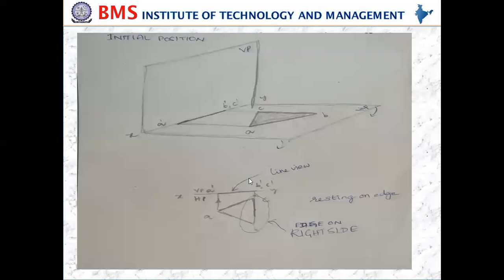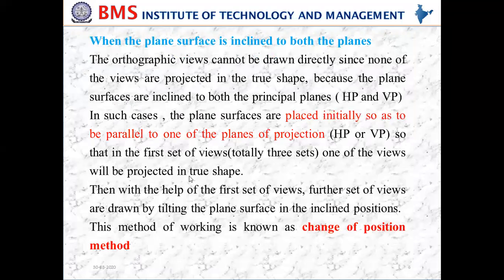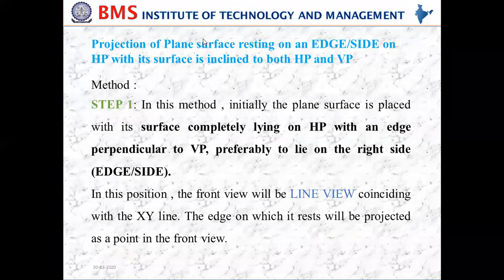Okay. So next, second view. So this is the first set of views. That's what we talked about here. The first set of views we are going to obtain by keeping the lamina parallel to any one of the planes. One of the planes, for instance, I have taken the HP here. Why have I taken the HP? Because the plane surface is resting on edge on HP. That is why I have taken it as parallel to HP and on HP.